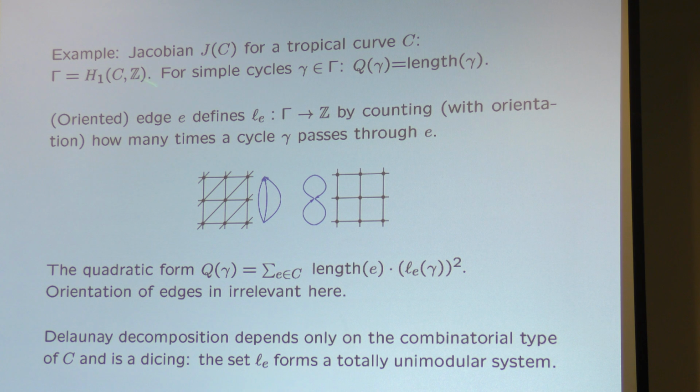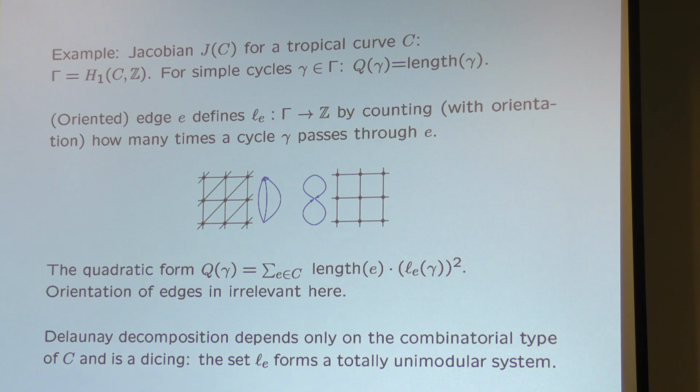So you take the lattice gamma to be the cycles in your graph, and for simple cycles you define the quadratic form to be the length of the cycle. There is a more efficient way to write it down. You choose a basis of your cycles, and then you define the linear functionals: for every edge of the graph, you orient it, and then you look at how many times the given cycle passes along it. This defines l_e, a linear functional on the space of cycles, and then you can write the quadratic form this way: the sum of length times the linear functional squared. And you see that the choice of orientation doesn't matter because it's squared.